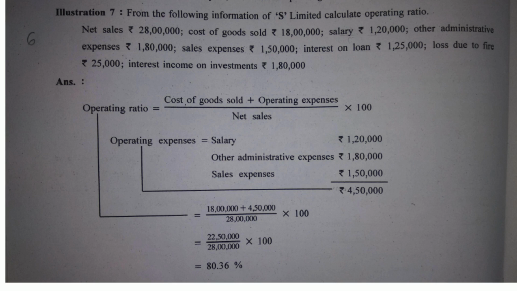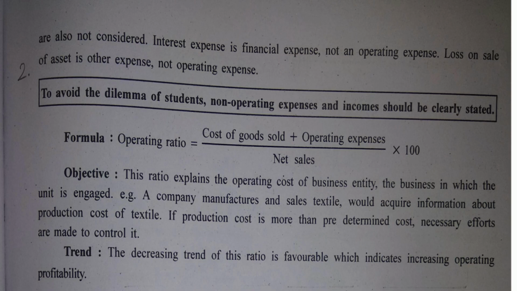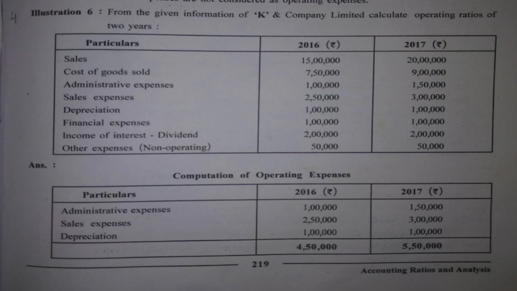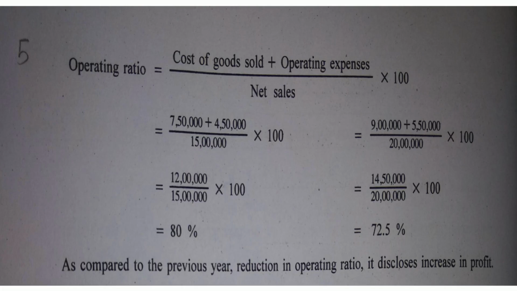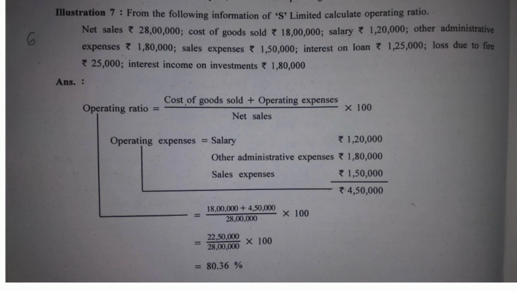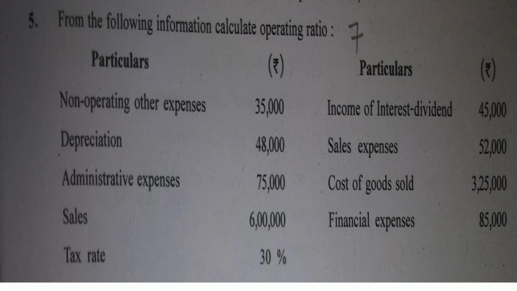We have done illustration 5, then 6, then 7. In illustration 6, we have understood only about 2016. For 2017, you will understand on your own, you will calculate it. Then we have done illustration 7, and now we are going to do a sum related to operating ratio given in your exercise.